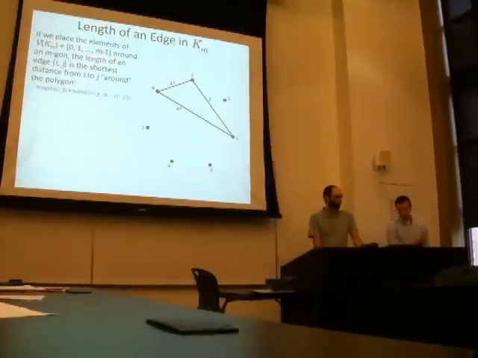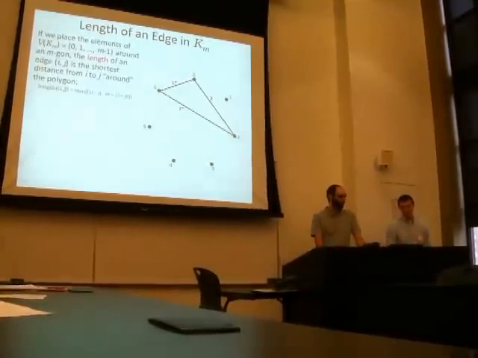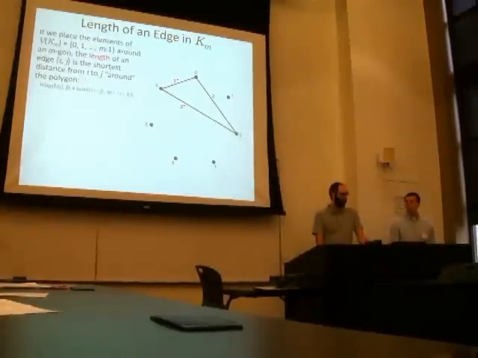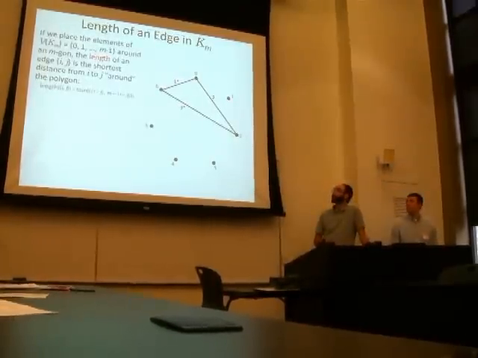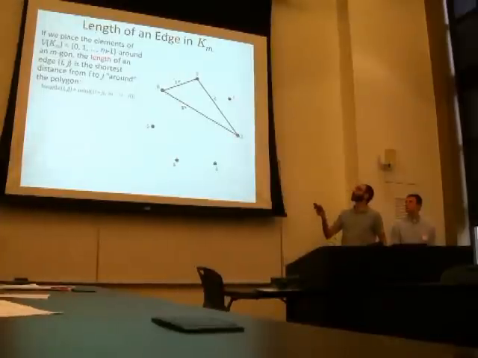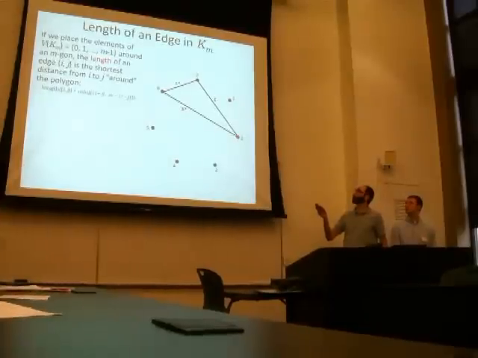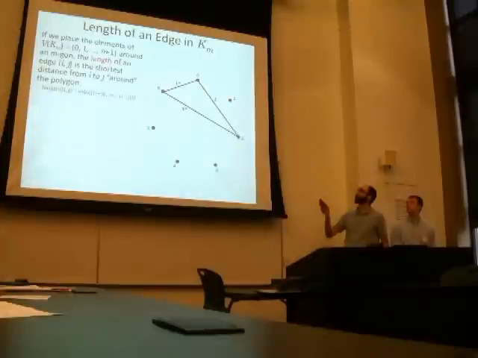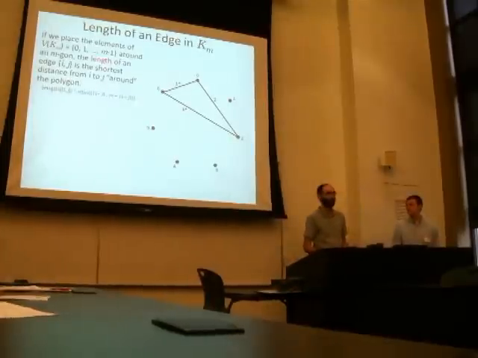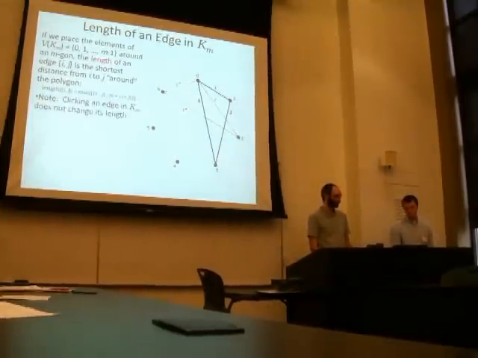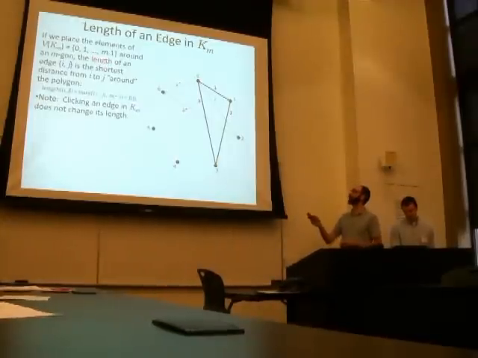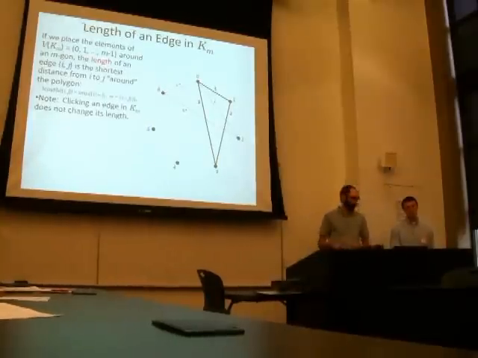Now I said edge length is very important. So if we place the elements of the vertex set of Km around an m-gon, then the length of an edge is going to be the shortest distance around the polygon. So from 0 to 2, the shortest distance is 2, so the length is 2. However, from 2 to 6, if we go around the bottom, it's a distance of 4. Around the top is a distance of 3, so we take the shortest, so the length is 3. Now if we click that, it doesn't change the length of the edge. You notice this is still a length of 3 here.